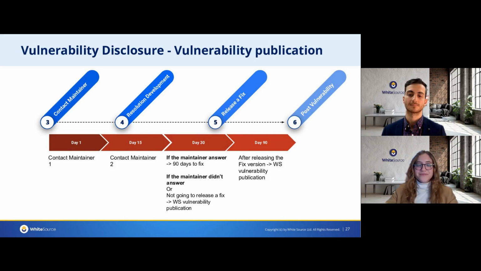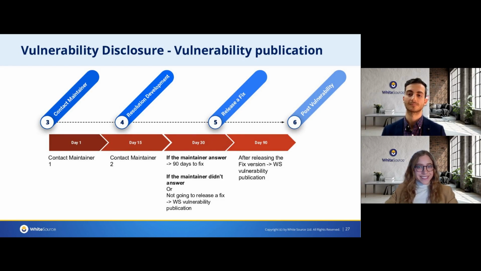The first one, if the maintainer answers, then WhiteSource will give him 90 days to release a fix and then publish the vulnerability. As I mentioned before, we're even helping the maintainer with fixing the issue within their code in case they ask for it. It is not that common and happened to us only several times, but we do offer it and you can use it. The second scenario, if the maintainer didn't answer or is not willing to release a fix, then WhiteSource will publish the vulnerability anyway.